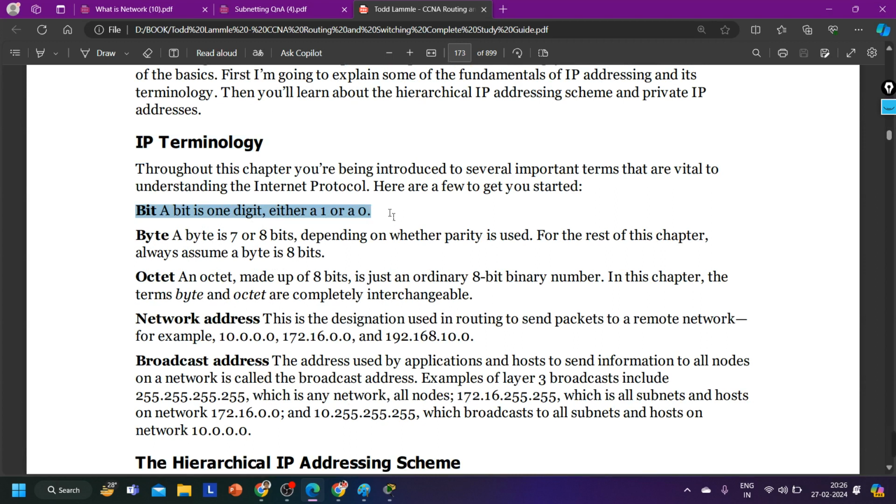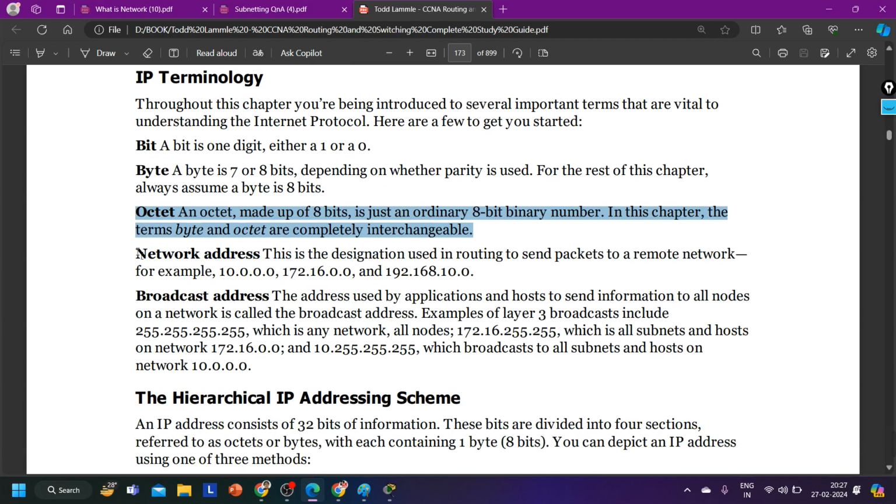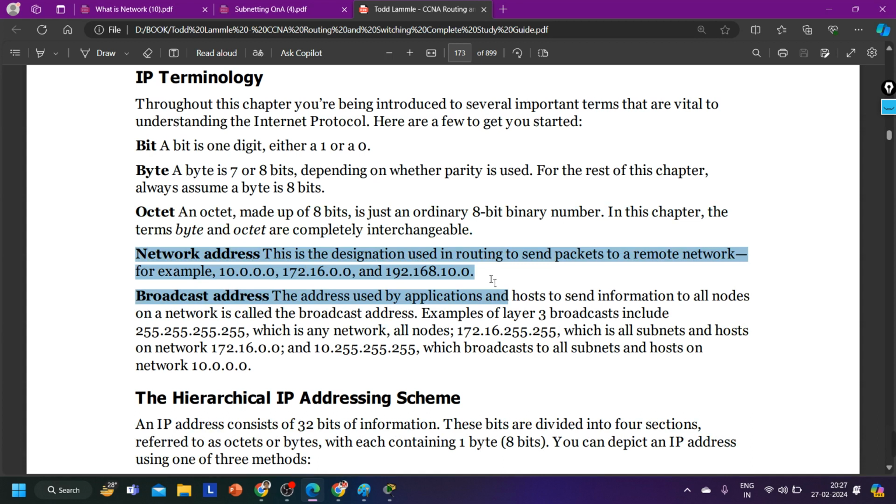Bit: a bit is one digit, either a 1 or a 0. Byte: 7 or 8 bits, depending on the context. Octet: made up of 8 bits, it is just an ordinary 8-bit binary number.